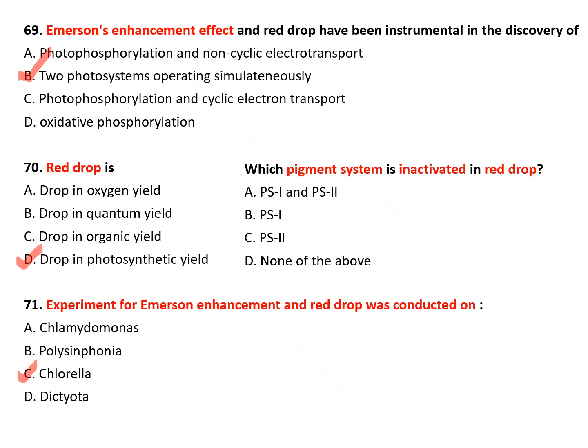Which pigment system is inactivated in red drop? Option A PS1 and PS2, option B PS1, option C PS2, option D none of the above. The correct answer is option C, PS2.